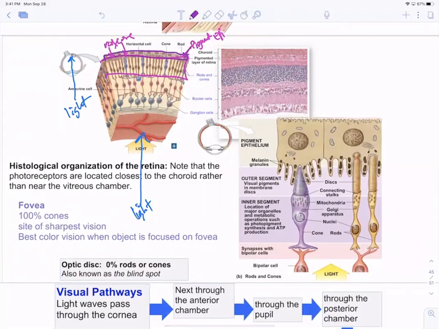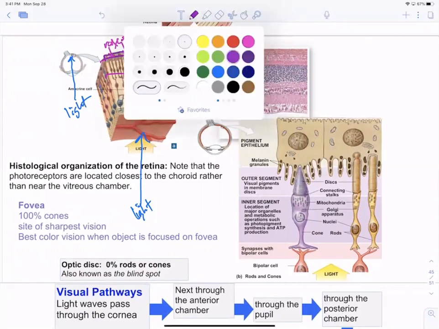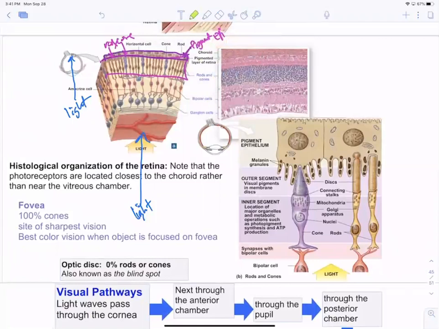And then the cones and rods are embedded in that pigmented epithelium. And these cones and rods are attached to the next cell, which are called the bipolar cells. And when the cones and rods respond to light waves, they stop inhibiting the bipolar cells. And if they're not inhibiting the bipolar cells, then the bipolar cells can start to form generator potentials.